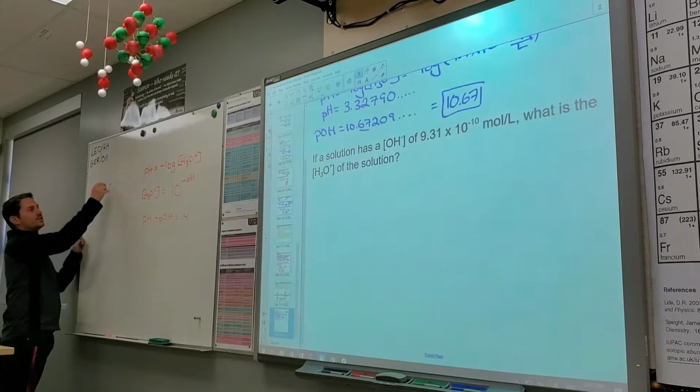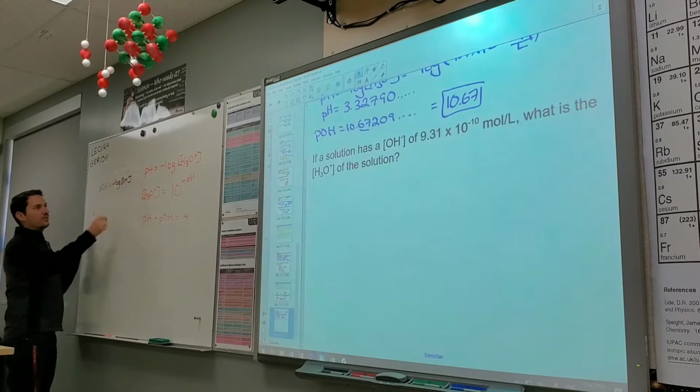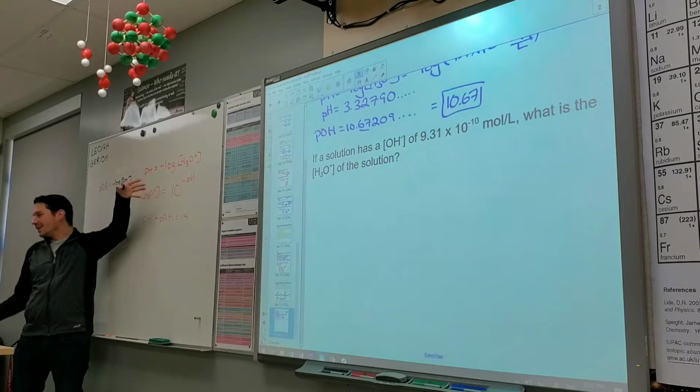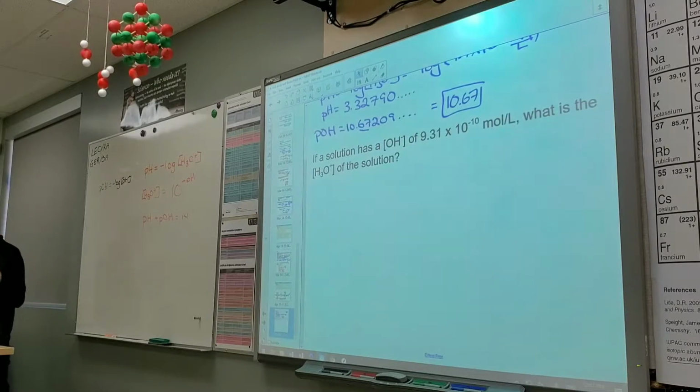Yeah, pOH is just negative log of the hydroxide. Remember, that's the exact same thing as that, right? It's the exact same thing, so you don't really have to memorize. If you have to memorize two separate equations, go ahead and do that. Okay, if that's what you have to do, then go ahead and do that.